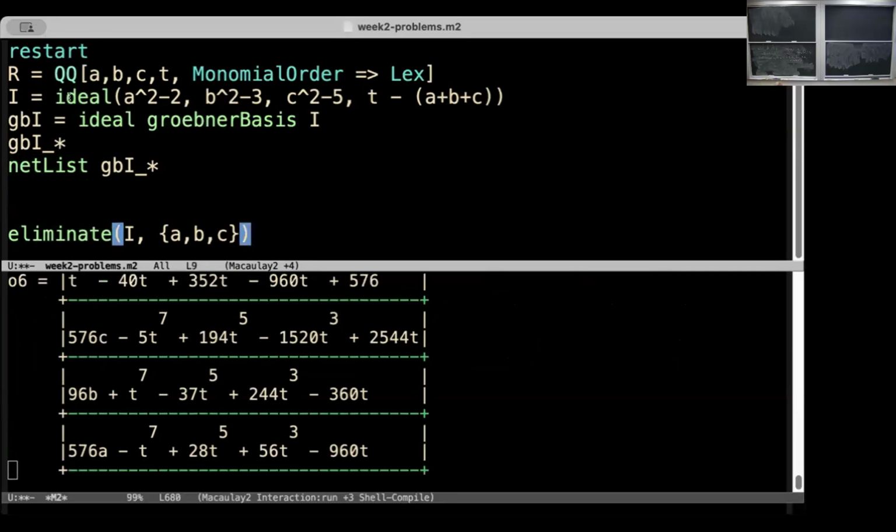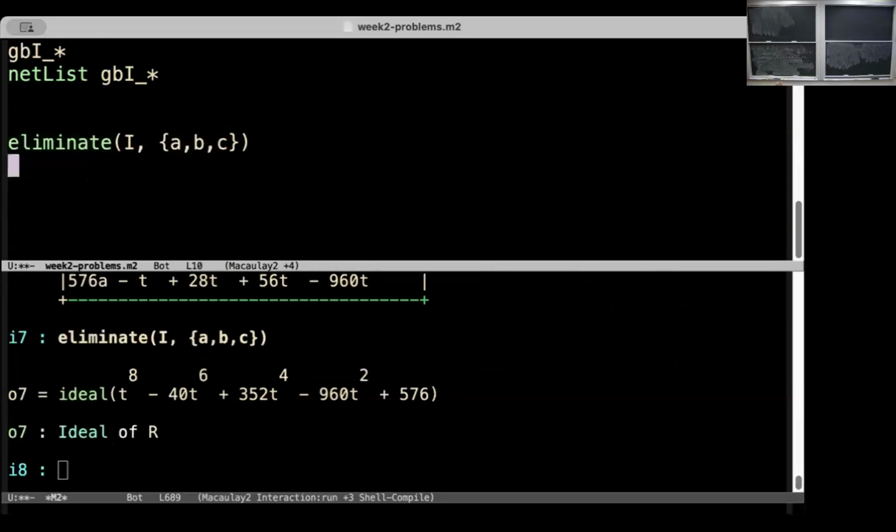Another way to do it is just to take this ideal I, which doesn't have to be in any particular monomial order whatsoever, and just call the eliminate command on I and the variables A, B, C. If I do that, it takes the one element in there that was in the subring of the remaining variables.